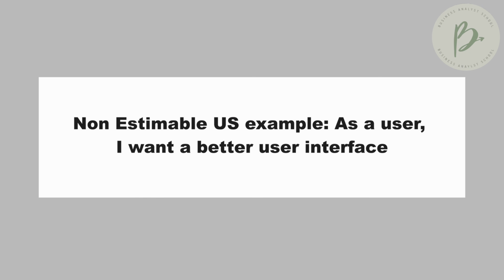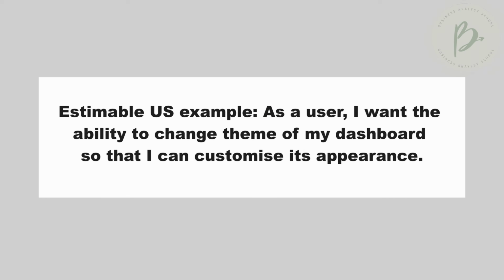Shall we look at an example of estimable? One example of a user story that is non-estimable, which is vague, could be, as a user, I want a better user interface. What does that mean? It's too vague and it's difficult for the team to estimate the user story. Now, a good one would be, as a user, I want the ability to change the theme of my dashboard so that I can customize its appearance. It still looks at user interface, user experience. The dev team are able to estimate how long it would take within our sprint planning to deliver that requirement.